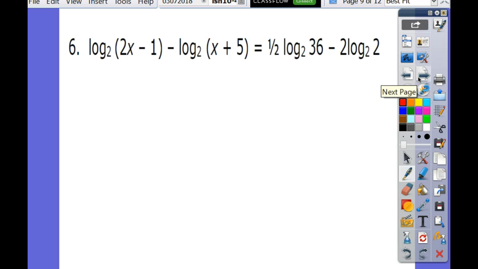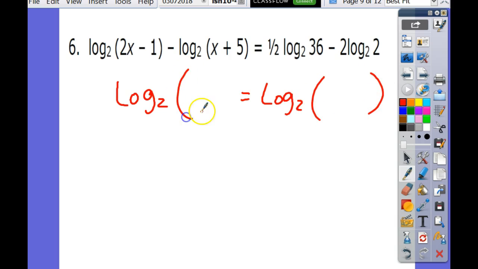In order to solve a log equation where you have logs on both sides, I need to get 1 log on the left equal to 1 log on the right. In order to do that, I'm going to have to condense. This subtraction is going to change into division. Do you have any questions about that step? Do you know how I got that step?